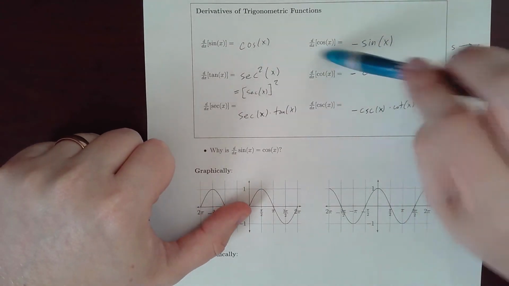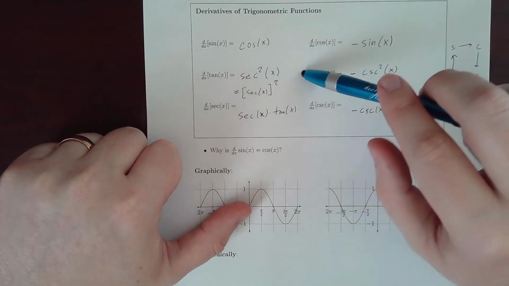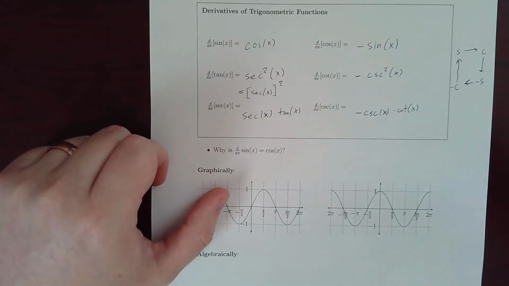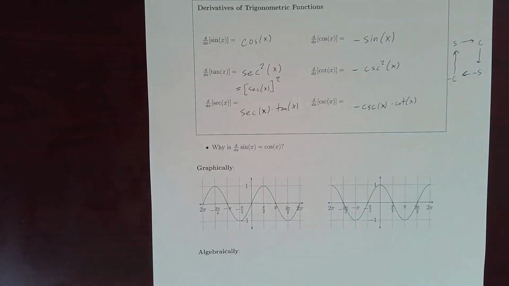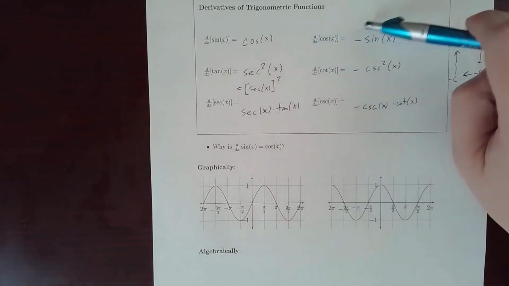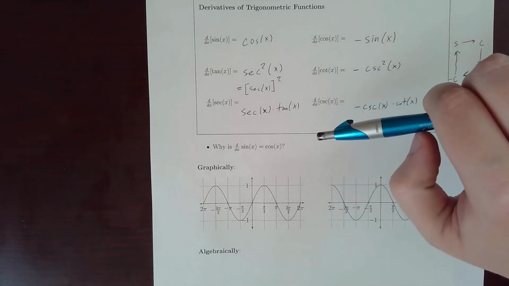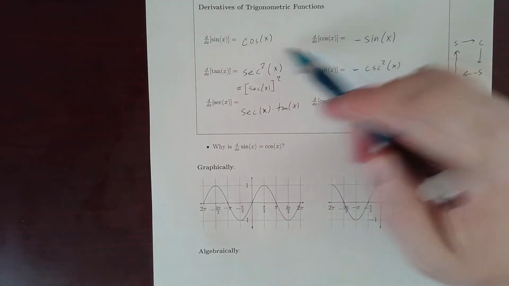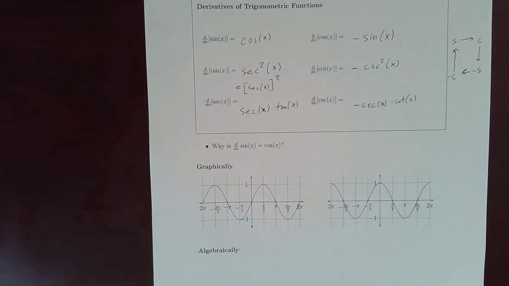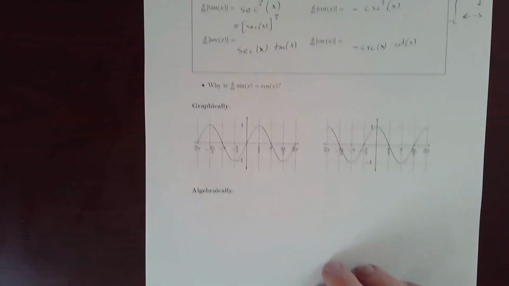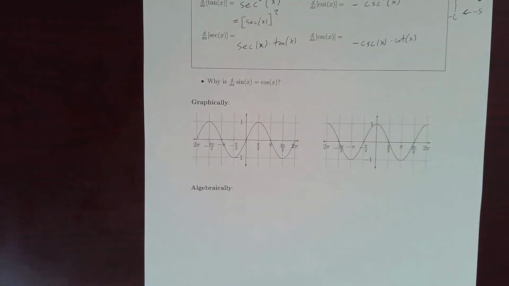But again, the most important two are these two, because if you know how all the other trig functions work, and you know how to use your quotient rule, you can find all of these by knowing these two. It might take a little bit more time, so you might find it useful to memorize them, but these are the main two you should know. So I guess the question ends up being, why is it that the derivative of sine is cosine?